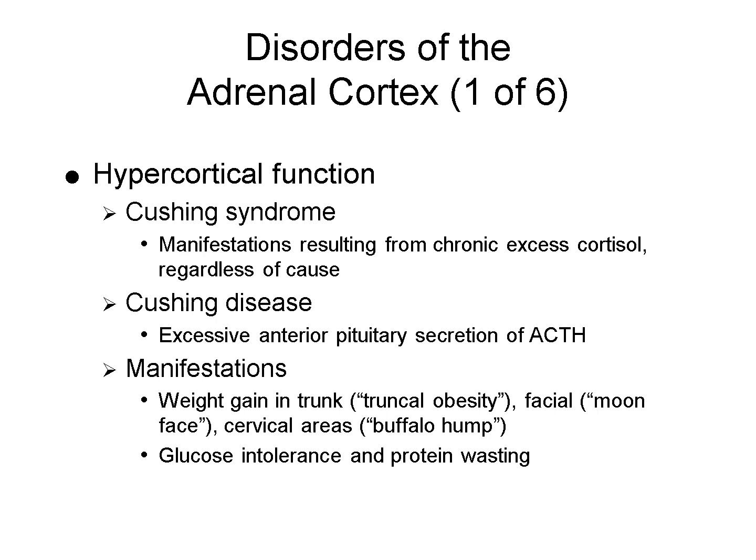Disorders of the adrenal cortex include Cushing syndrome, hyperaldosteronism, congenital adrenal hyperplasia, and Addison disease. Cushing syndrome results from chronic cortisol excess, regardless of cause. Cushing disease, a subset, is specifically due to excess ACTH from the anterior pituitary. Symptoms include truncal obesity, moon face, buffalo hump, glucose intolerance, and muscle wasting.